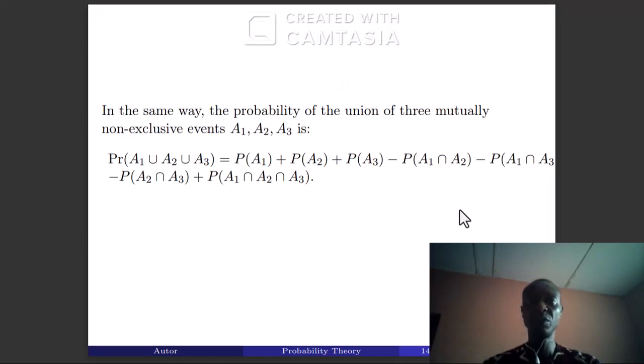In the same way, the probability of the union of 3 mutually non-exclusive events is found the same way as we did for 2 events. So the probability of a1 union a2 union a3 is the probability of a1 plus the probability of a2 plus the probability of a3 minus the probability of a1 intersection a2, minus a2 intersection a3, and minus the probability of a1 intersection a3, plus the probability of a1 intersection a2 intersection a3.